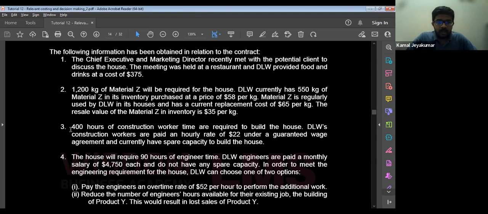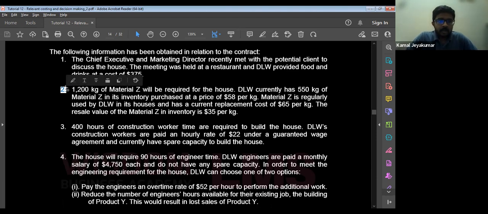Right, moving on to point number 3, 400 hours of construction worker time are required to build the house. DLW's construction workers are paid an hourly rate of $22 under a guaranteed wage agreement and currently have spare capacity to build the house. So what is the relevant cost, guys? They have spare capacity. So what is the relevant cost in point number 3? It's zero, right? Because whether you do work or not, you have to pay. That expense is not going to change. That cash flow is not going to change as a direct consequence of your decision. Therefore, the relevant cost for this point is zero.